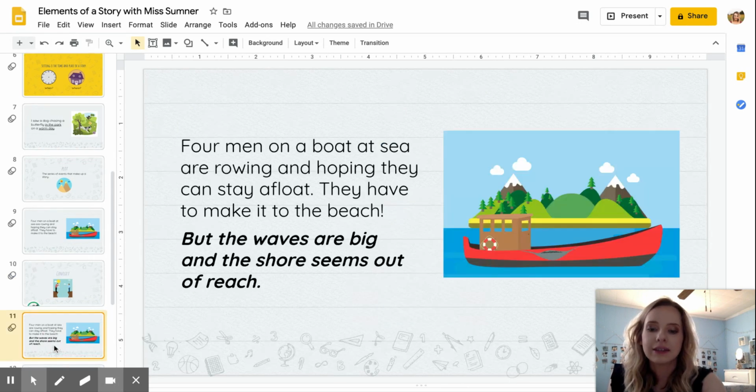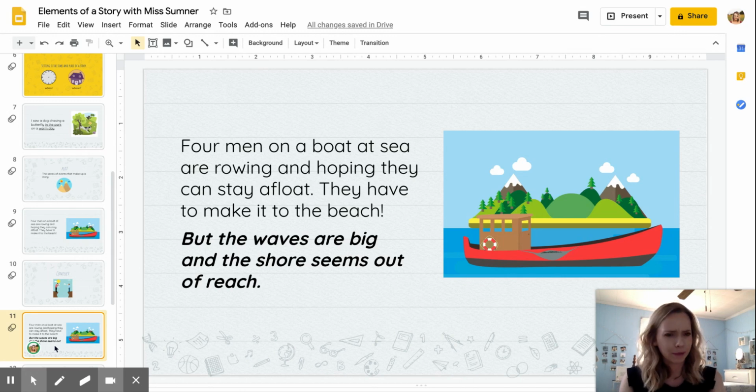So let's look at an example of what conflict could be. Remember the four men that have to make it to the beach? Here's some conflict to add to the plot. The waves are big and the shore seems out of reach. Conflict intrigues the reader. It makes them interested.